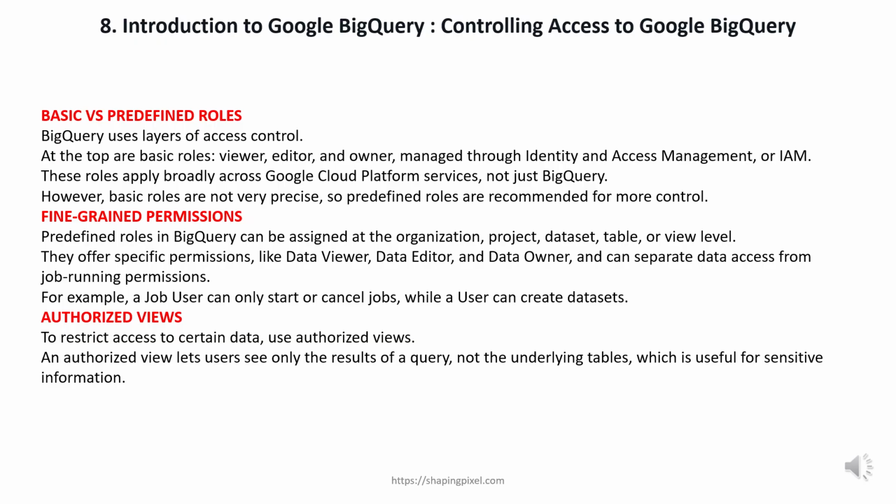To restrict access to certain data, use authorized views. An authorized view lets users see only the results of a query, not the underlying tables, which is useful for sensitive information. For instance, you can let a group see only specific columns by creating a view, granting them data viewer access, and authorizing the view to access the source table.